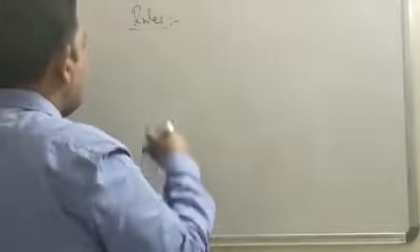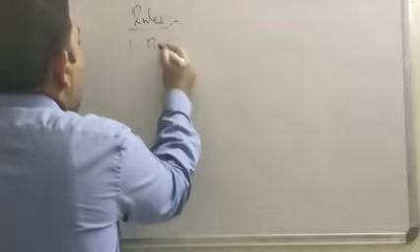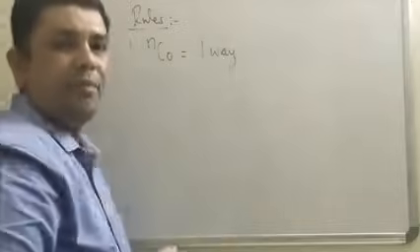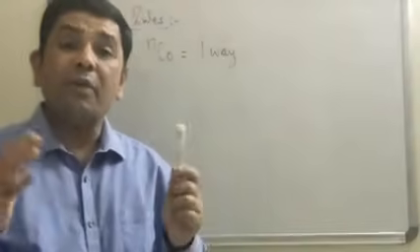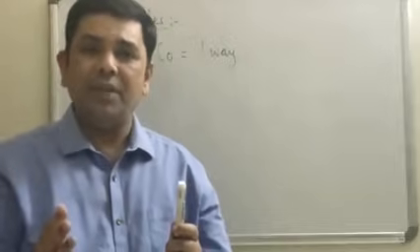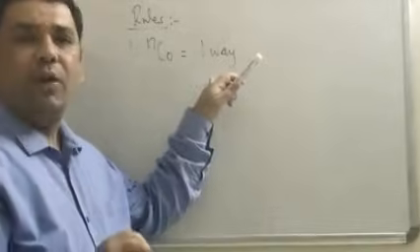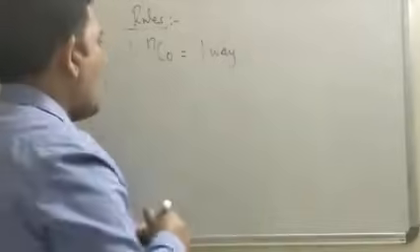What are the rules? The first rule is nC0 is always equal to 1. That means whatever may be the number of things, if the intention is to select 0 things, there is only one way. So nC0 is 1.